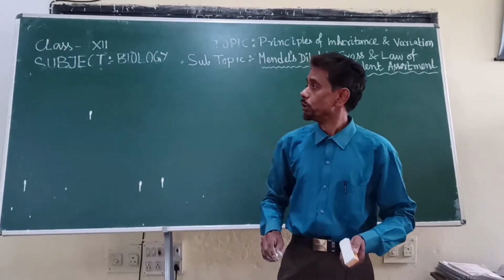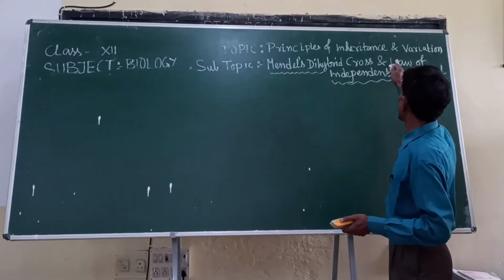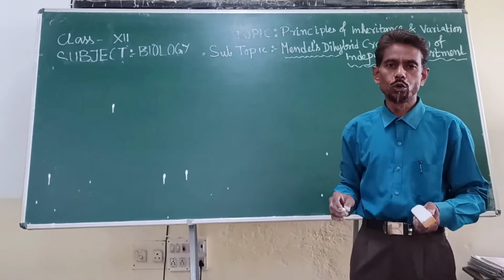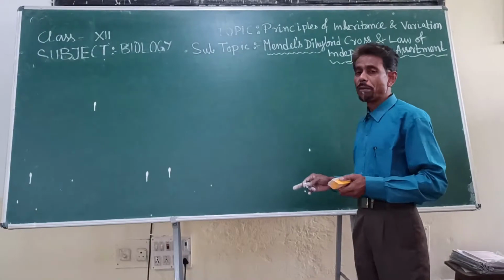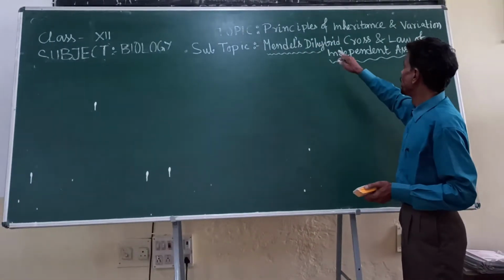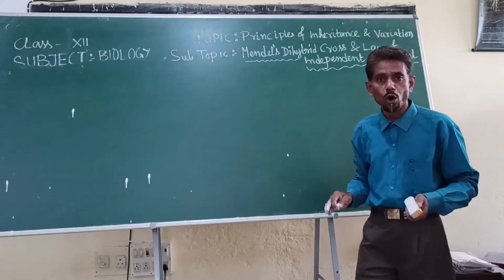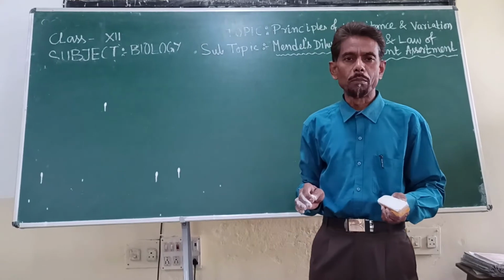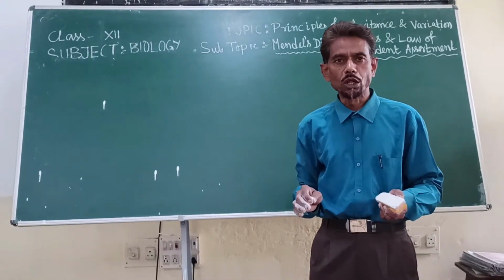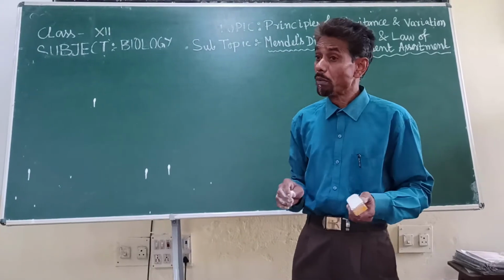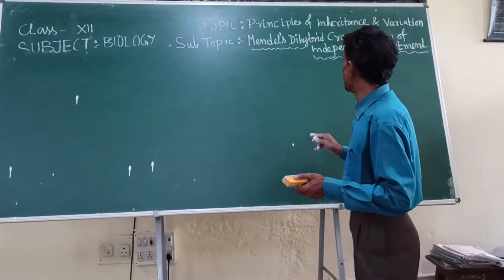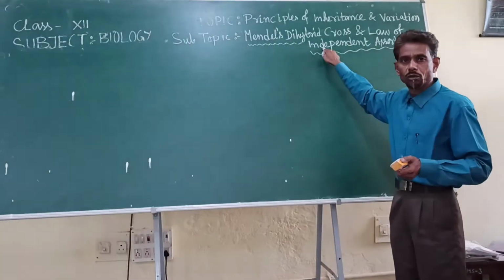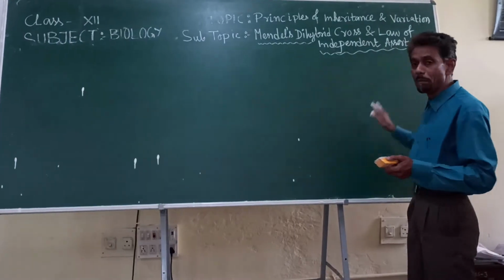So today we shall be talking to you about Principles of Inheritance and Variation, Chapter 5 of your NCERT textbook, 12th Biology. And under this topic we shall be taking up Mendel's dihybrid cross and the law of independent assortment. From monohybrid cross we have got a law, that is what we call the law of segregation. From dihybrid cross we shall get a very beautiful law that is given by Gregor Mendel after conducting his experiment, that is the law of independent assortment.